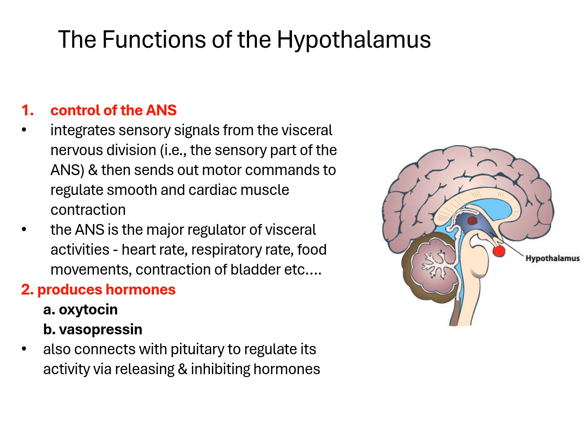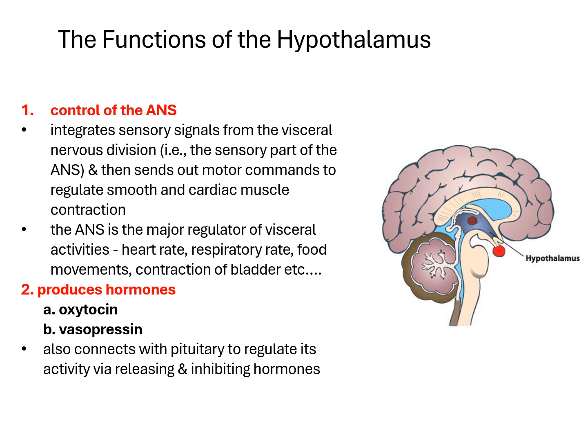Let's remind ourselves what the hypothalamus does. First of all, let's remind ourselves anatomically that it is a collection of gray matter nuclei. These nuclei have 5 distinct functions. They control the autonomic nervous system. They integrate sensory signals which come in from the visceral nervous system, which is the sensory component of the ANS. And they send out motor commands to our smooth and cardiac muscles by the parasympathetic or sympathetic divisions.